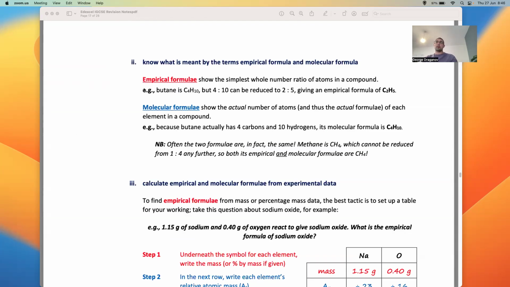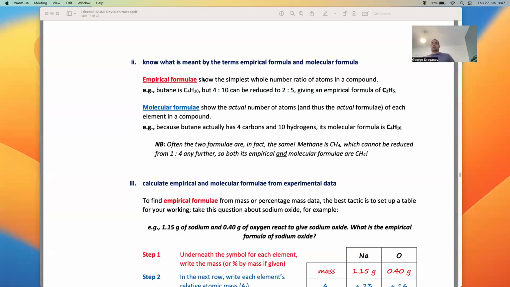Sometimes the two formulae can be the same. So like methane is CH4, but because the ratio is 1 to 4, you cannot simplify it any further to make it whole numbers. So that means the empirical and the molecular will be the same. Some more examples would be, I don't know, C8H16. That's a molecular formula. And then C1H2, so CH2 would be the empirical formula version. And that's how it works.